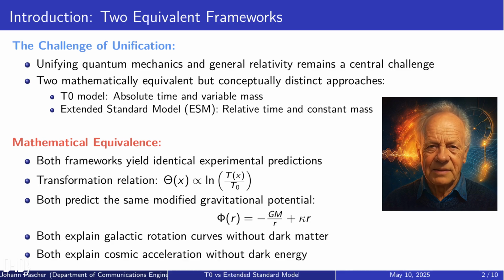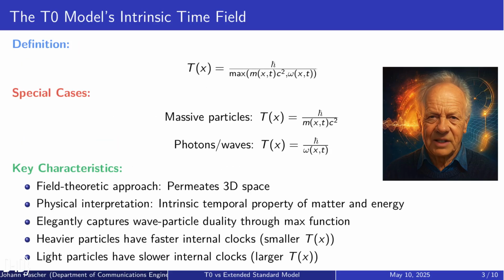The cornerstone of the T0 model is the intrinsic time field, defined as t of x equals h bar divided by the maximum of m of xt times c squared or omega of xt. For massive particles, this simplifies to t of x equals h bar divided by m of xt times c squared. For photons or waves, it becomes t of x equals h bar divided by omega of xt.